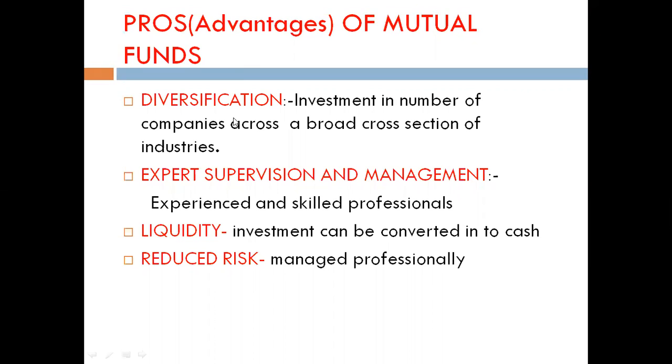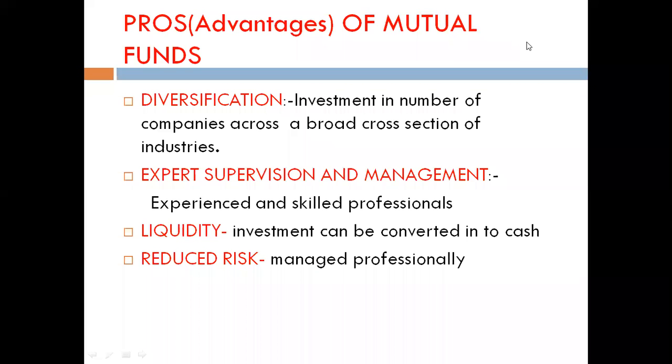The first advantage is diversification. Mutual fund investment is in a number of companies across a broad cross section of industries and sectors. This reduces the risk because not all these stocks will decline at the same time and in the same proportion. So, this gives the benefit of returns to the investors at a lesser risk. Expert supervision: mutual funds provide the services of experienced, skilled, knowledgeable professionals who work with them. They also have a dedicated investment research team which will continuously analyze the performance and prospects of the company and then select a suitable investment option which gives the investors high returns.